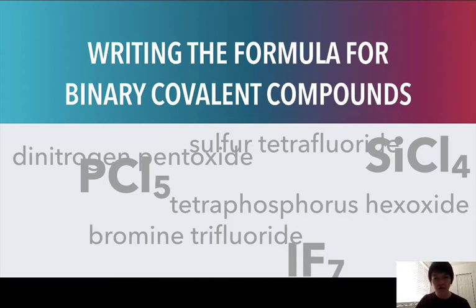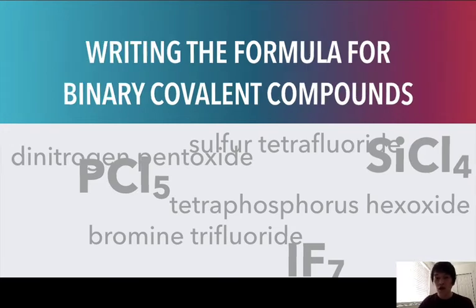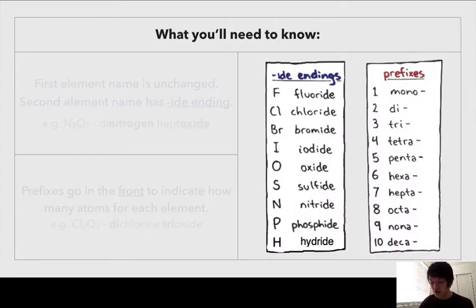We'll be covering how to write the formula for a binary covalent compound in this video. And if you haven't already, please make sure you take a look at how to name them, because in this video I'm just going to count on the fact that you already know how to name them. Again, we're going to need to know the IDE endings for each of these elements, and we're going to need to know the prefixes, and you're going to have to really know them.